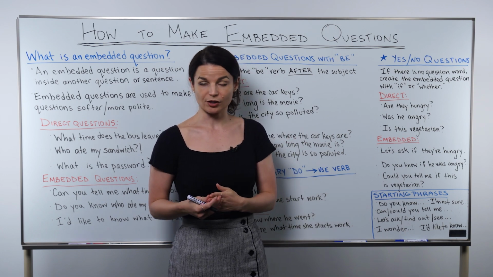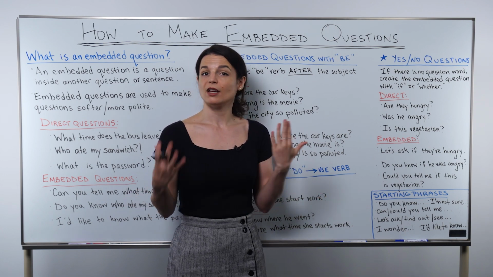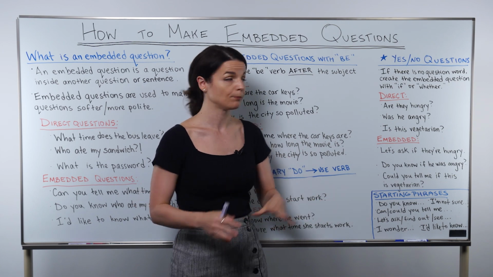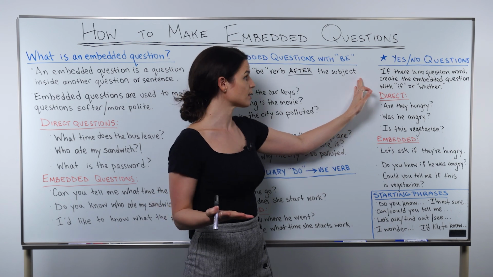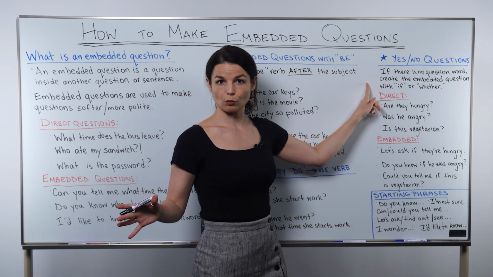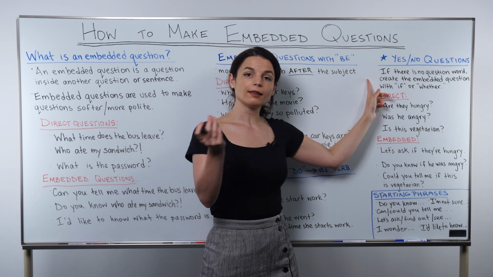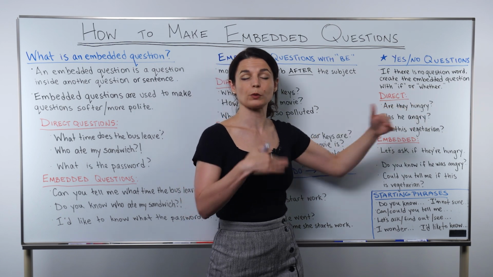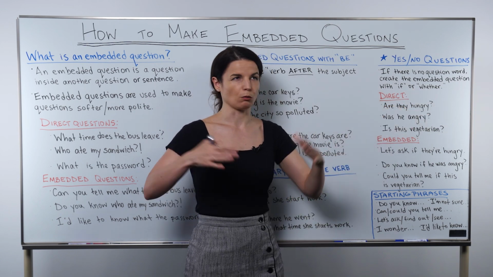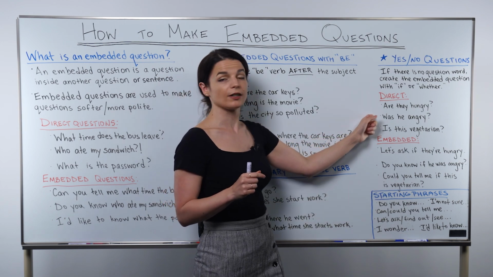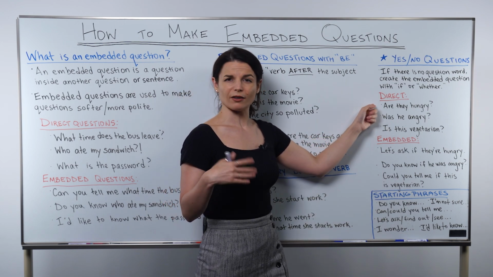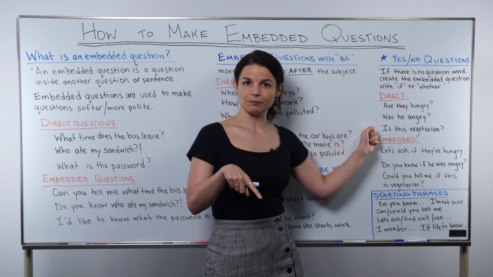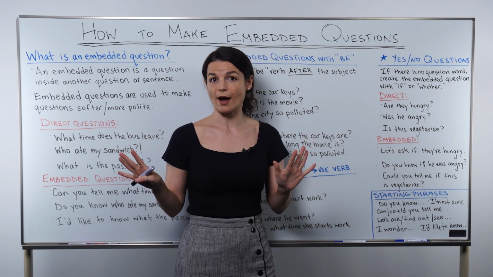Yes or no questions. So sometimes we have questions that don't have a question word, like who, what, where, when, how long, and so on. These are simple yes or no questions. So if there is no question word in the sentence, you can create the embedded question with whether or if. So if or whether. We start the embedded question with that. So what does that look like? Let's take a look at some very simple examples. Here, are they hungry? Or was he angry? Or is this vegetarian? So none of these have a who, what, where, when, why question, right?